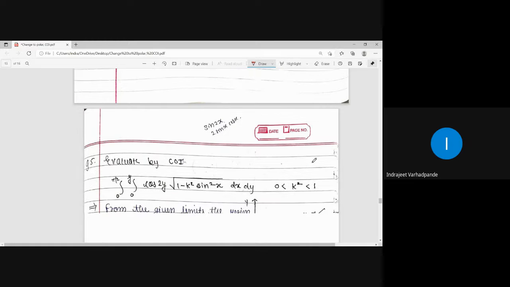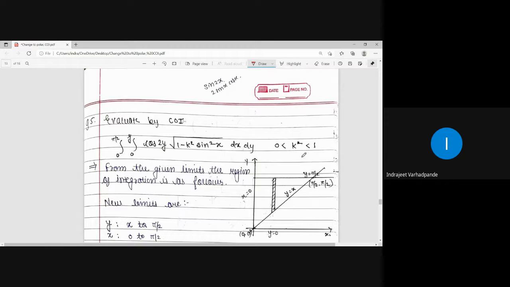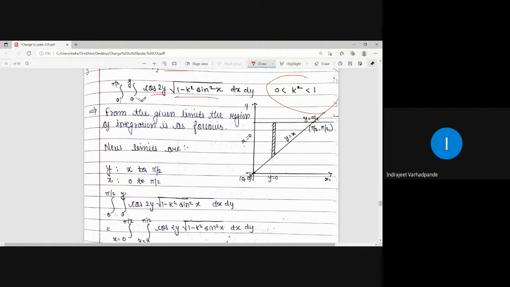Another a bit different kind of problem: evaluate by change of order of integration, 0 to pi by 2, 0 to y, cos 2y under root of 1 minus k square sine square x dx dy. K square is lying between 0 to 1. See, though the integrand appears to be complicated, we need to apply certain different methods, but the region is to be evaluated first. These limits are considered for x, these limits are considered for y, because those are constant.